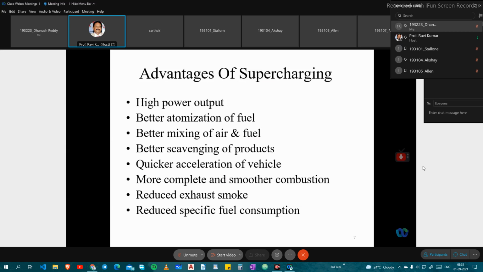I told you, if you are traveling in a good environment with good air and you connect a supercharger, it enhances combustion more and more, giving good or complete combustion. Because if you have complete combustion, it automatically reduces the exhaust gases, reduces the exhaust smoke, and reduces the specific fuel consumption. Using this supercharger reduces the specific fuel consumption also.